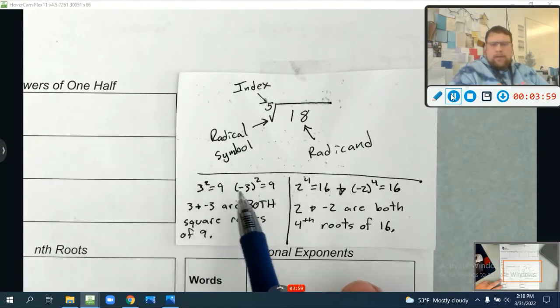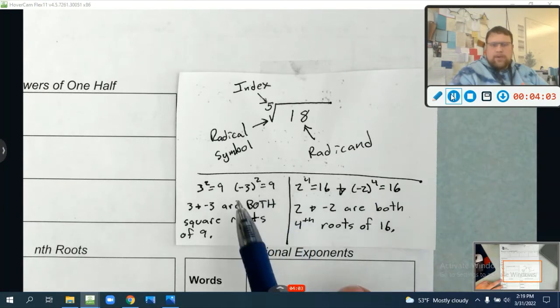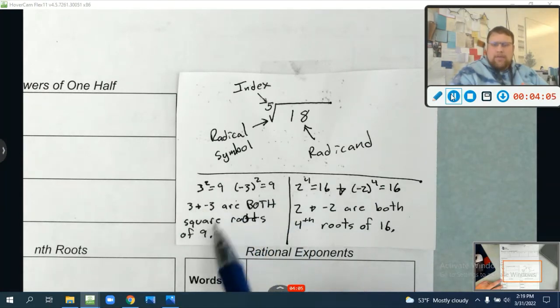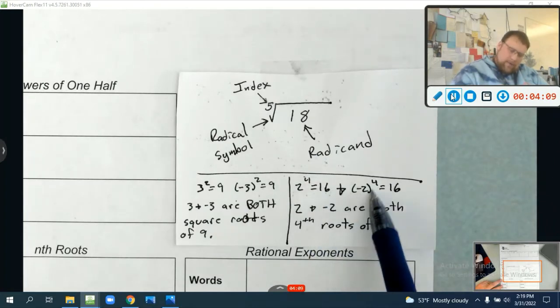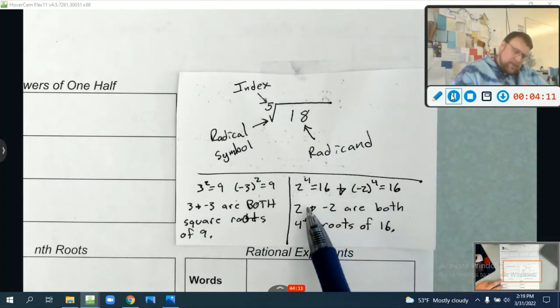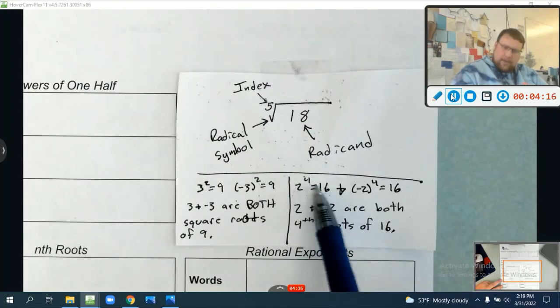So 3 squared is 9, but so is negative 3, as long as the negative 3 is in parentheses, squared is 9 as well. So what does that tell us? Both 3 and negative 3 are square roots of 9. Same thing, if I have 2 to the 4th or negative 2 to the 4th, they both equal 16, which means 2 and negative 2 are both 4th roots of 16 because they were to the 4th power, right?